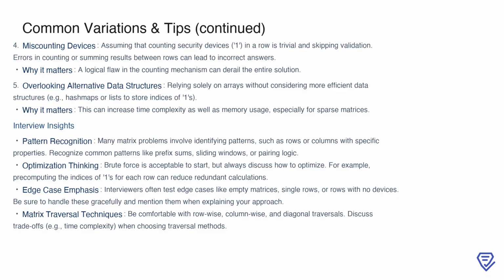Now, in interviews, there are a few key insights to keep in mind. Matrix problems often revolve around recognizing patterns, such as rows or columns with specific properties. For example, pre-computing indices of ones can eliminate redundant calculations. Optimization is another crucial aspect. While brute force is a good starting point, always discuss ways to refine your approach. Interviewers also frequently test edge cases like empty matrices or single rows, so handling these gracefully is important. Lastly, make sure you're comfortable with various traversal techniques, such as row-wise or column-wise, and understand the trade-offs of each in terms of time complexity.